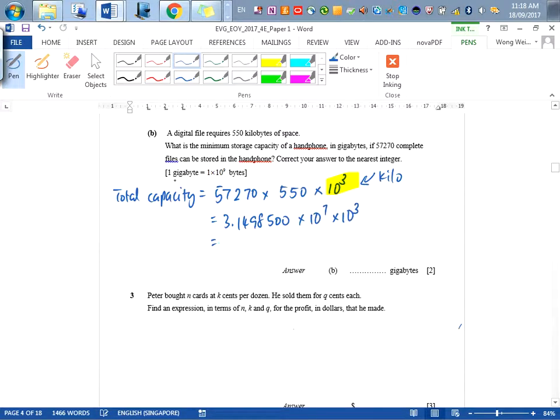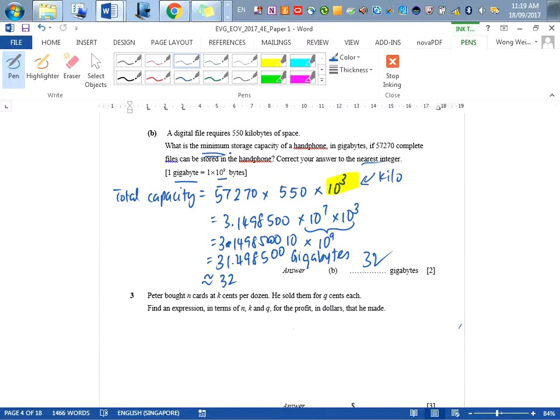Convert it to giga. So giga is 10 to the power 9. We try to squeeze out 10 to the power 9 from here. This is obviously 10 to the power 10. So if I squeeze out 10 to the power 9, I'll need to multiply by 10 on this side. 3.1498500 times 10 times 10 to the power 9. So this is 31.49850 gigabytes. Now they want you to round it off to the nearest integer, so round it off to be 32. Minimum storage mark. If you rounded it down to 31, then you cannot store the required number of files. You must round it up.